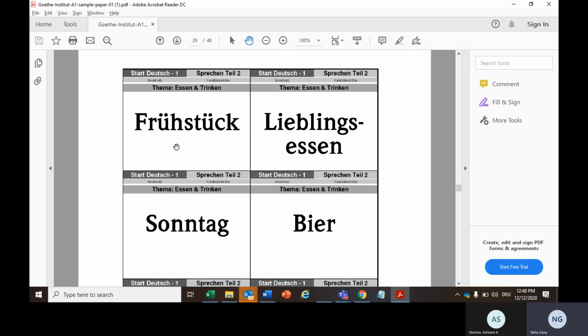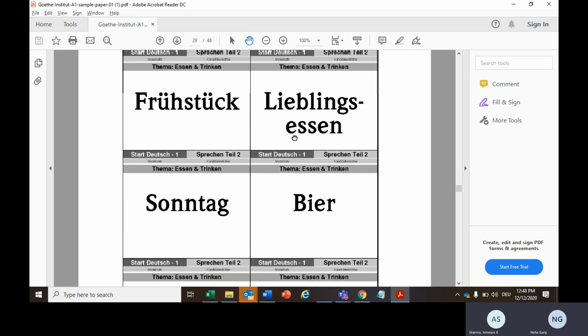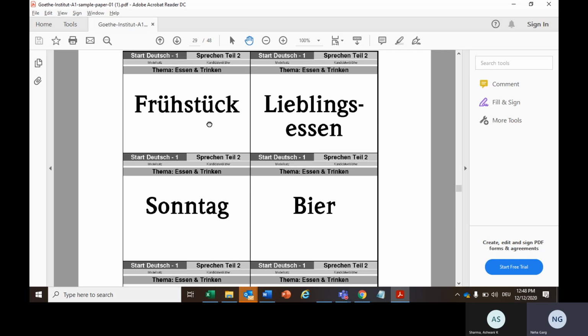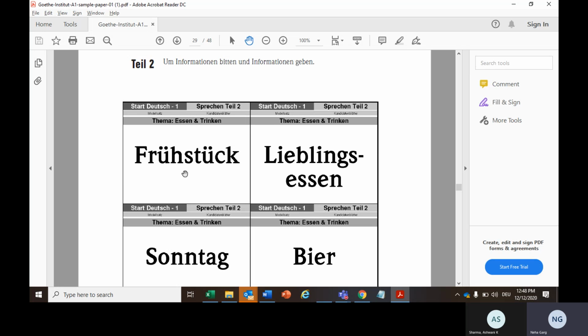So you will have 6 words, 3 words for each person, and then either you have to ask for the information or you have to simply make a sentence. Okay.